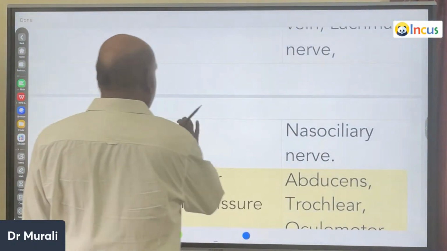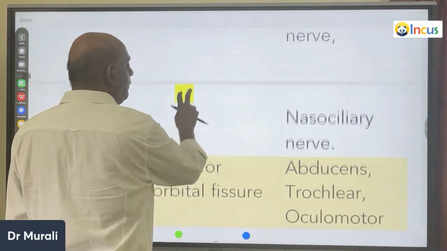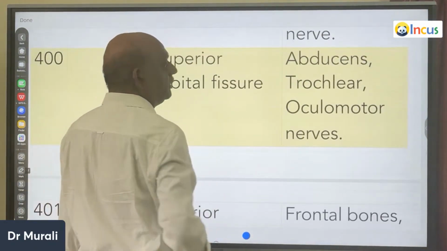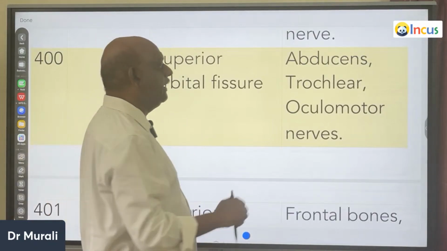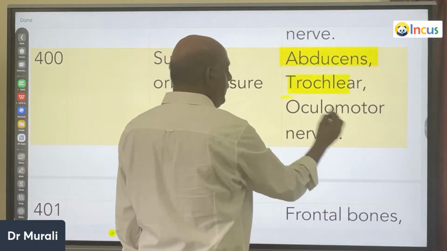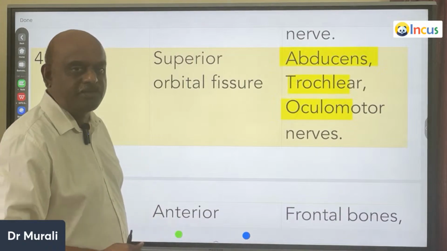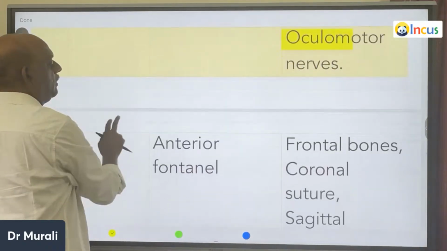Now, doctor, superior orbital fissure. What does it contain? It contains abducens, trochlear, oculomotor nerve. They all pass through the superior orbital fissure.